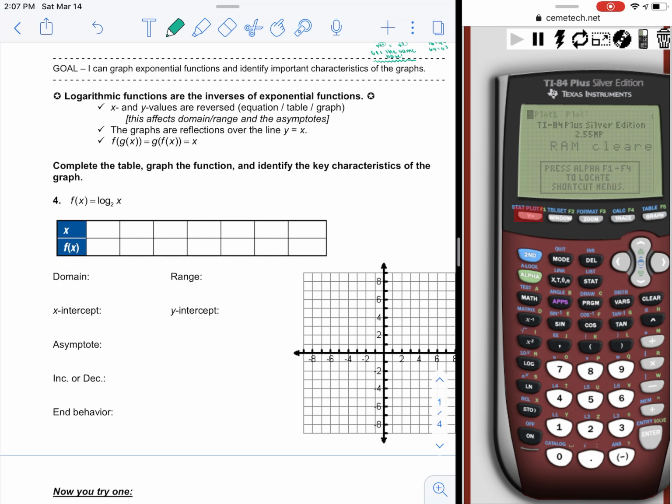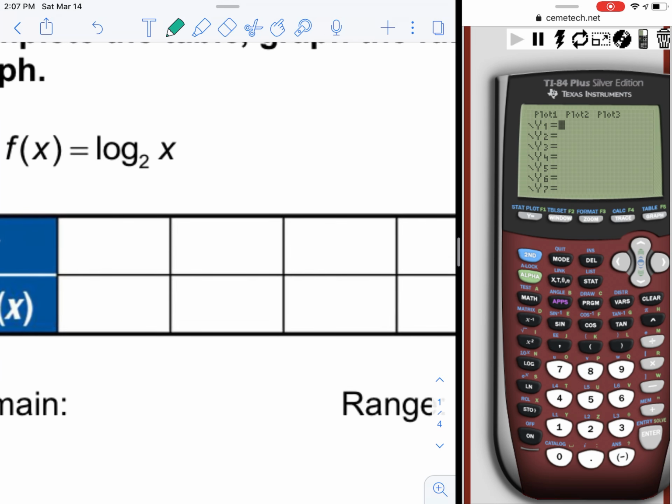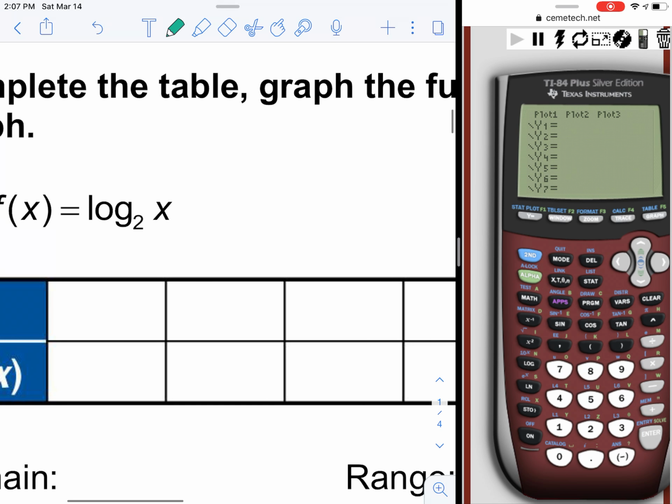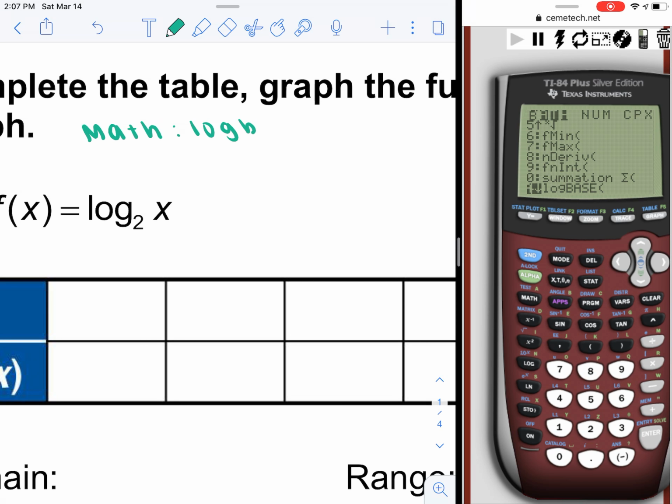Now, if you go to your y equals, and we want to type in log base 2 of x, there are 2 different ways you can do this. Some of you are very lucky, and if you go to the math button on your calculator, you will see all the way down, there is a button that says log base. If you have this button, hit enter, and it allows you to type in any base that you want, and then anything inside of the parentheses.